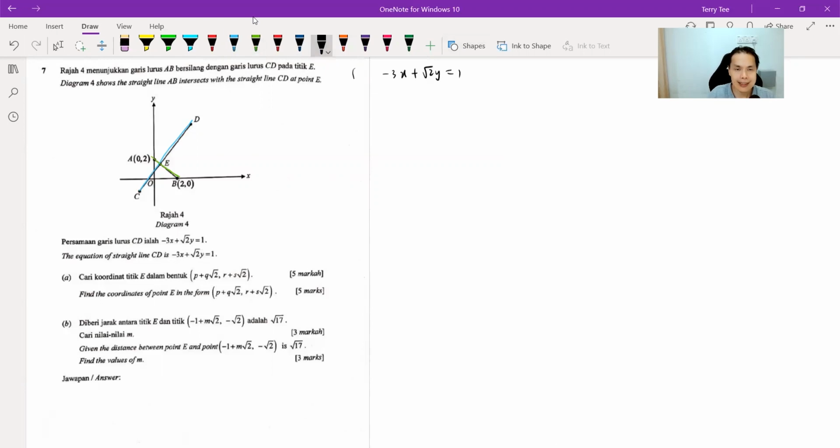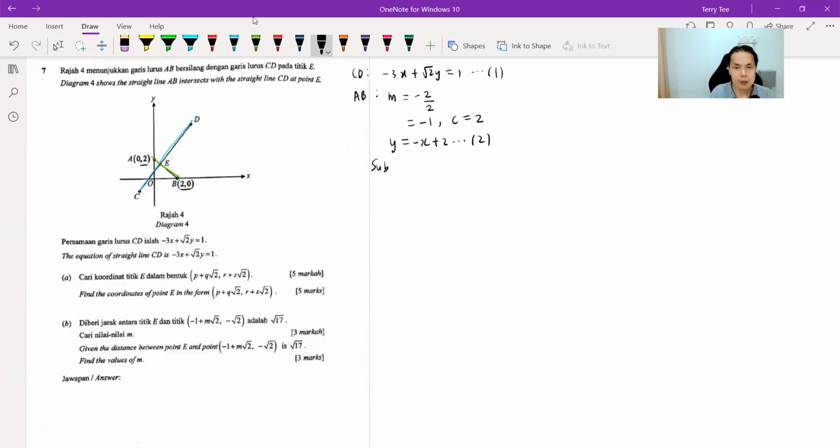We already know line CD, so we need to find the equation of line AB. It's not difficult to find the equation of straight line AB because we know your x-intercept, we know your y-intercept. Some people may say use y equals mx plus c. Yes, we can do that. Gradient is negative y-intercept, which is 2, over x-intercept, which is 2, which is -1. Since my y-intercept is 2, we say straight line AB has equation y equals minus x plus 2. This is your equation number 2.